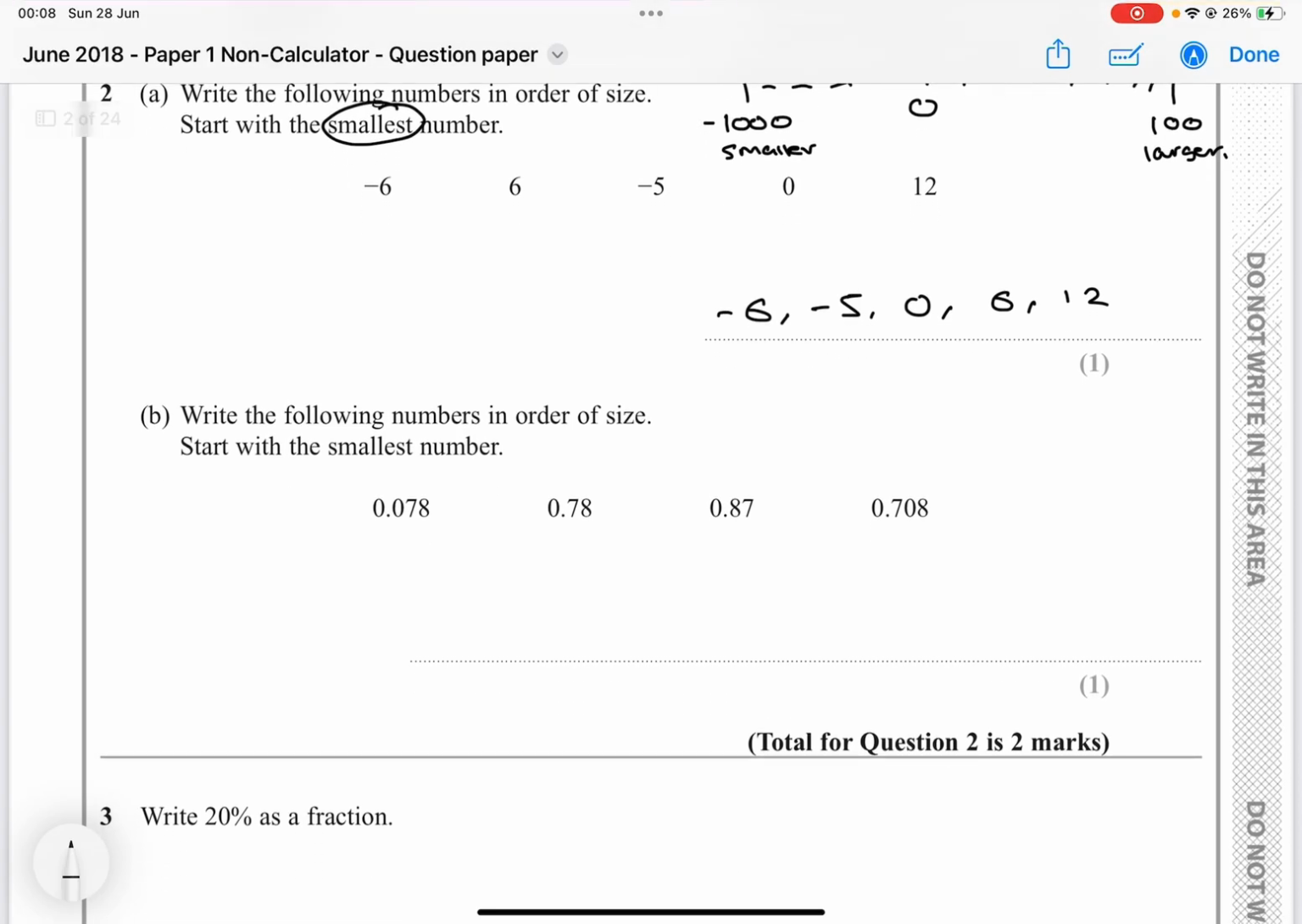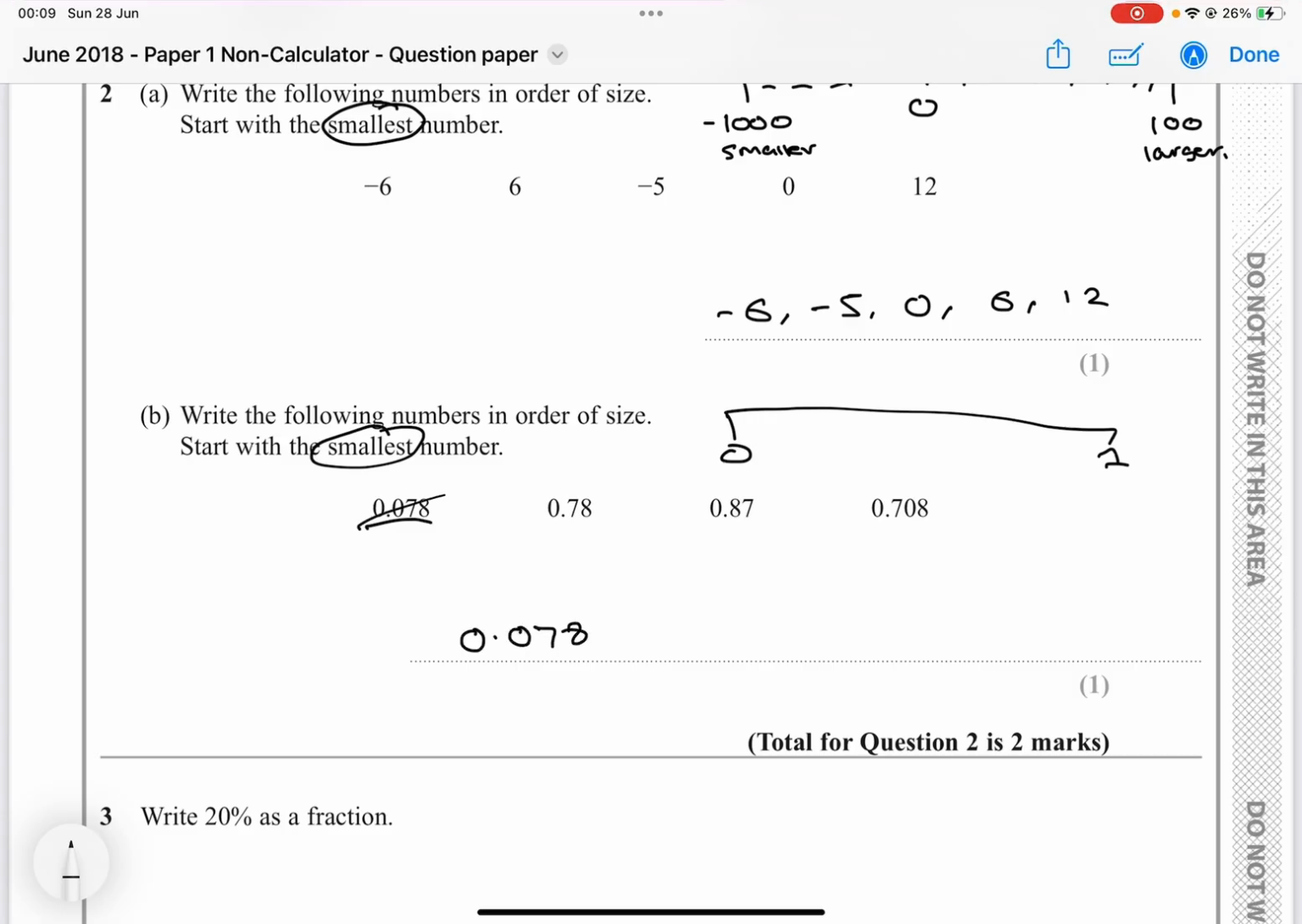Part B says to do the same exact thing, again starting with the smallest number, but now we're working with decimals. Now over here, we are looking at what is closest to 1. The one that is further away from 1 is the smallest, and the one that is closest to 1 will be the largest. So the one that is smallest, which is furthest from 1, is 0.078. Now we can focus on these.